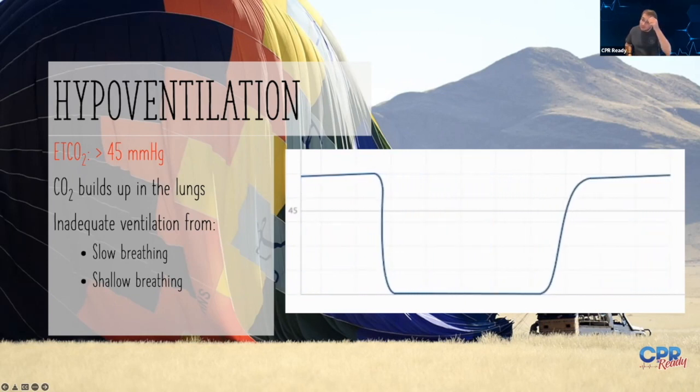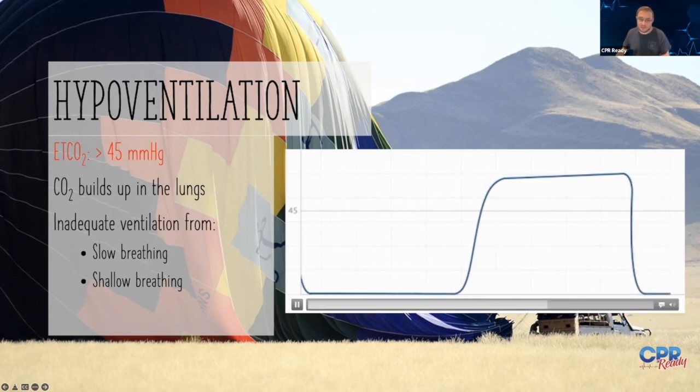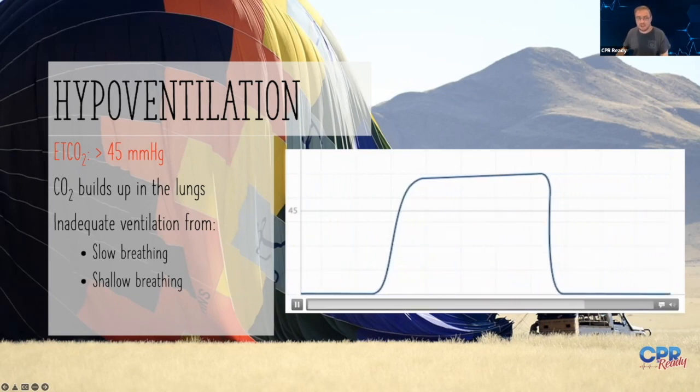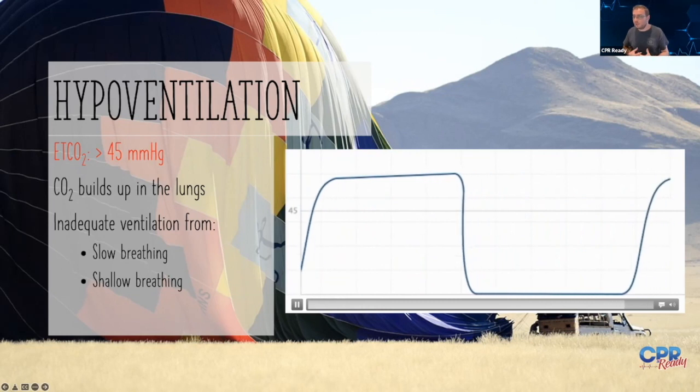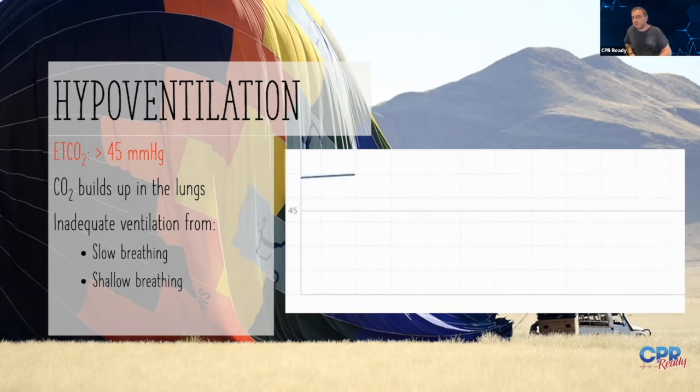It's going to be greater than 45. So this capnogram is going to be taller. You can see on the scale here. CO2 is going to build up and get retained in the lungs, and so every breath is going to have a larger concentration of it.